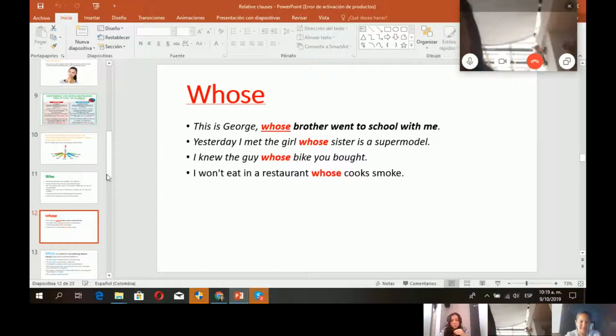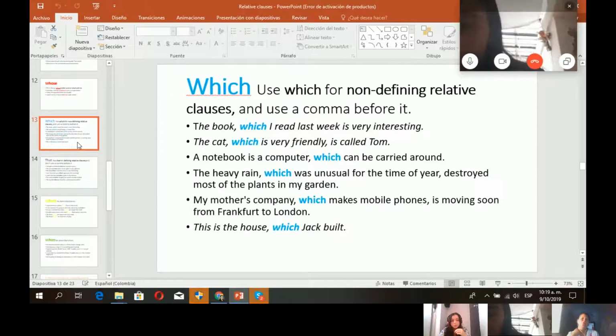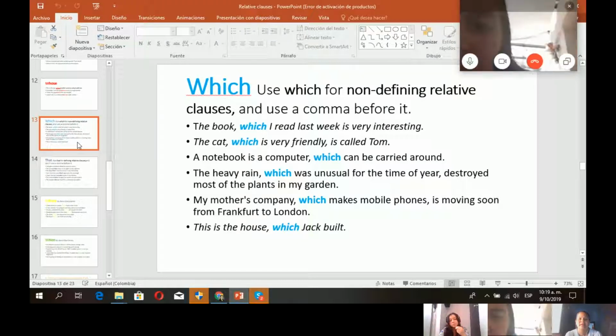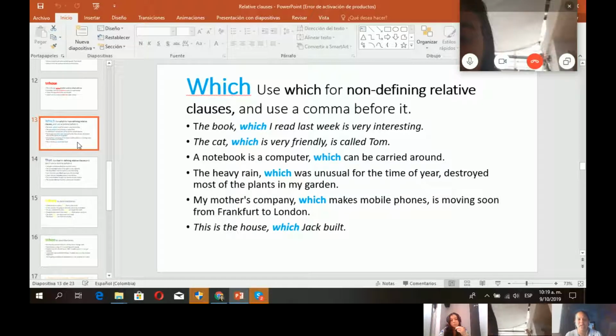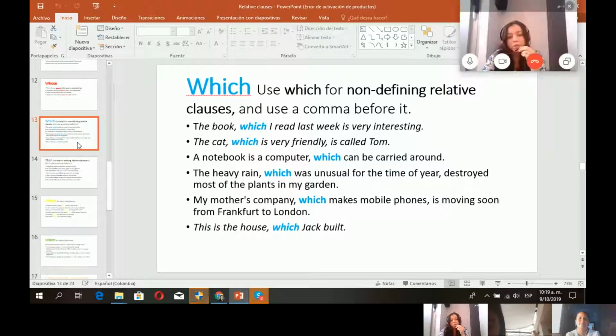Okay, thanks. Let's continue to which. Which is used for non-defining relative clauses and a comma is used before it. The book, which I read last week, is very interesting. Maria Fernanda, the cat. The cat, which is very friendly, is called Tom. Angie, the next. A notebook is a computer which can be carried around.